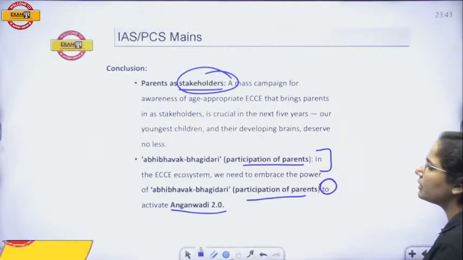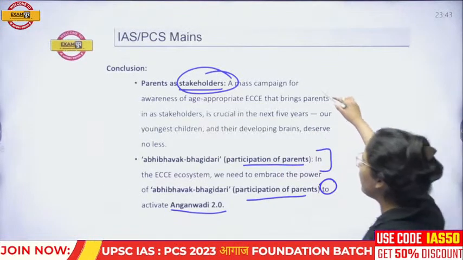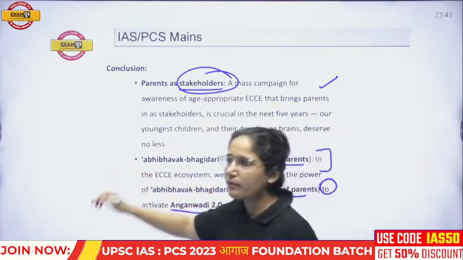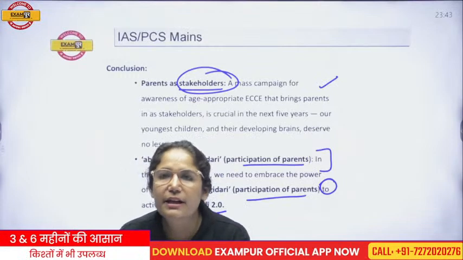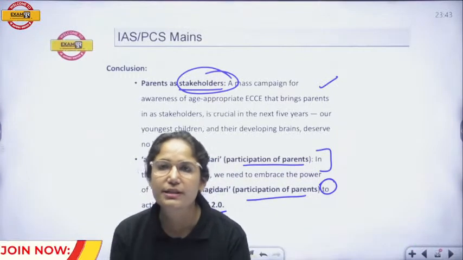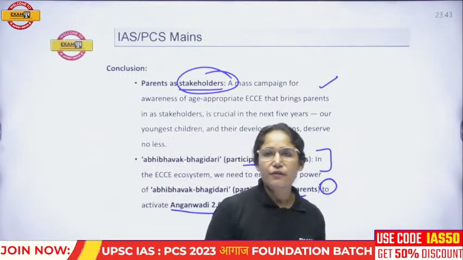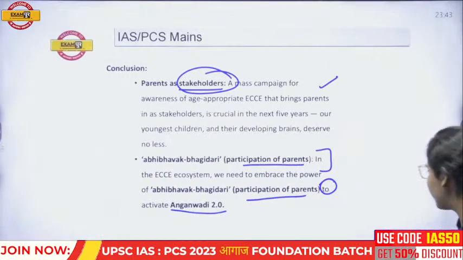Next is all about the conclusion. Stakeholdership has been given to the parents, and Abhibhavak Bhagidari means Anganwadi 2.0, where parents participate, getting along with the students in order to assess the performance of the children and how things are going on.